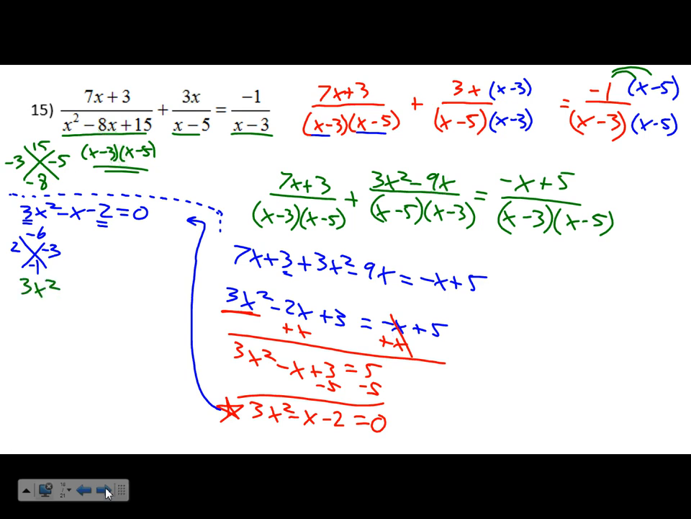3x squared and negative 2. Our first number and our last number don't change. I have a plus 2x and a negative 3x. And now we do our factor by grouping. So we'll put those together. Make sure this minus sign stays with that 3. We'll talk why in a second.